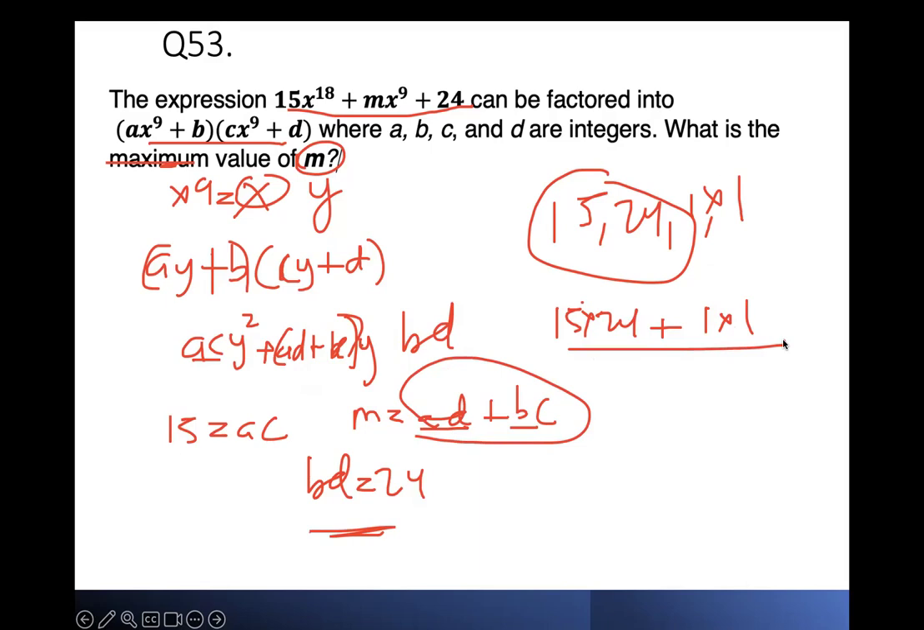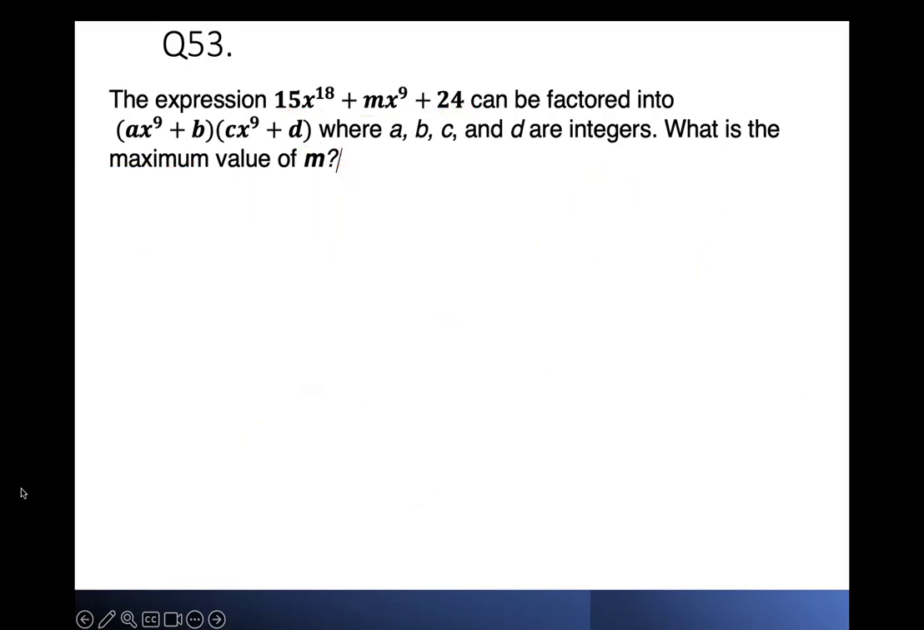And you know what it's going to give you. This is 360 plus 1. Don't forget the 1. You get 361. This is your right answer. The maximum value of m has to be 361. And when you simplify, you see that. You see, I took this off, the x raised to the 9. It never affected the equation. I just took it off.